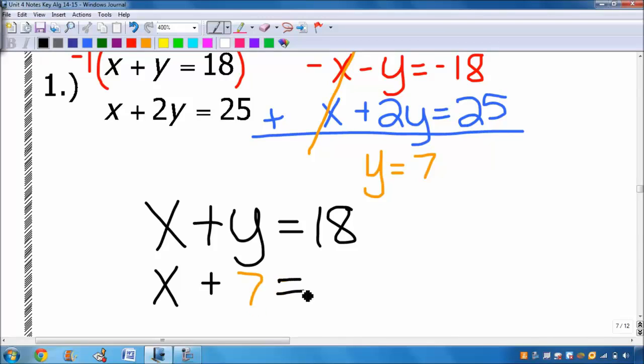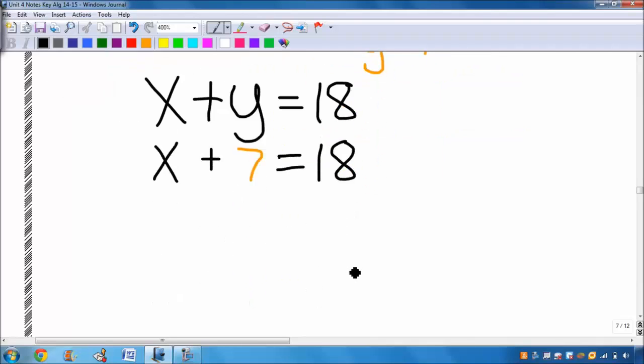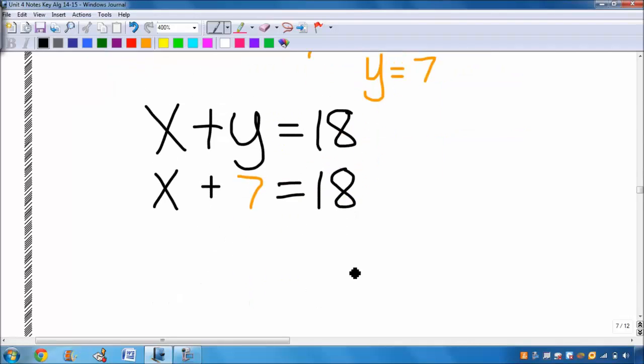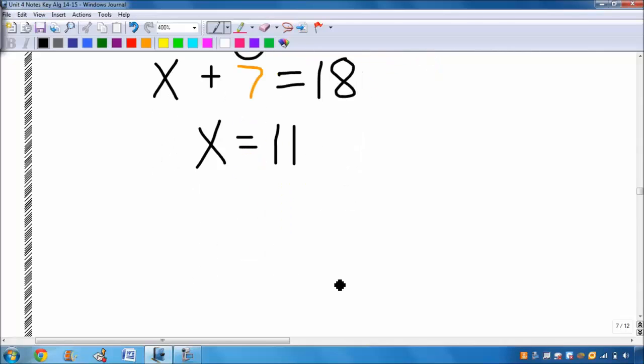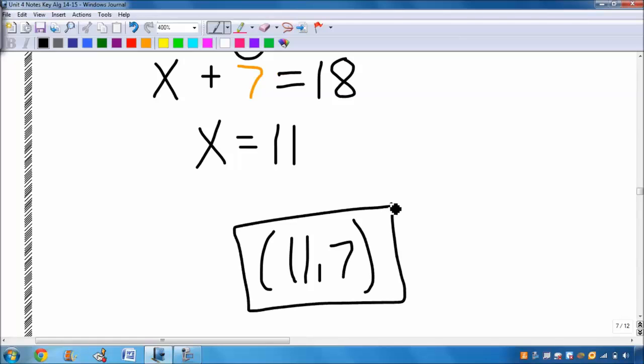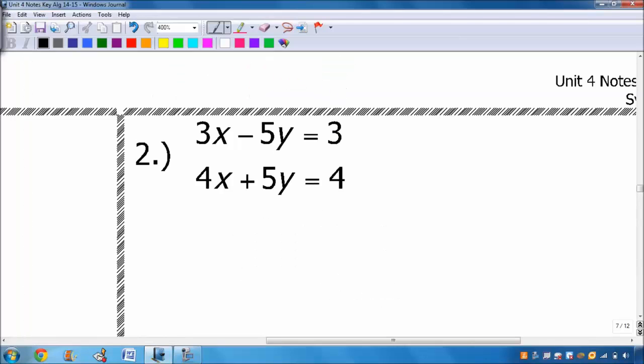And then now that I know this part right here, it's again one variable. So I can just subtract the 7 from both sides. I get x equals 11. So my coordinate would be 11, 7. All right, please take a look at question number 2.